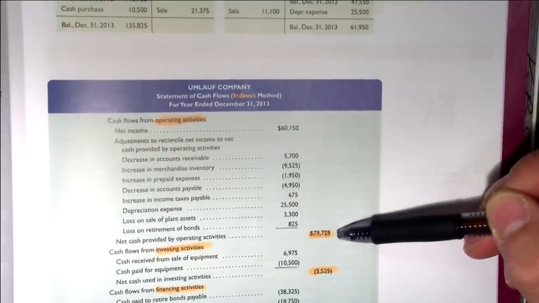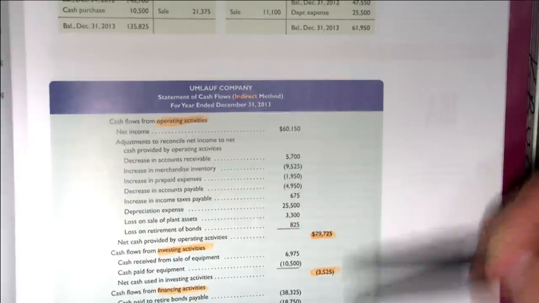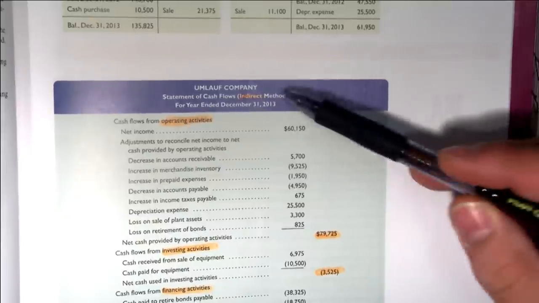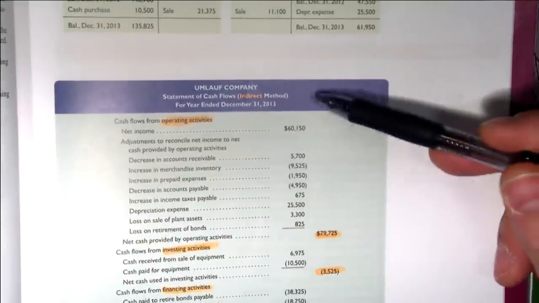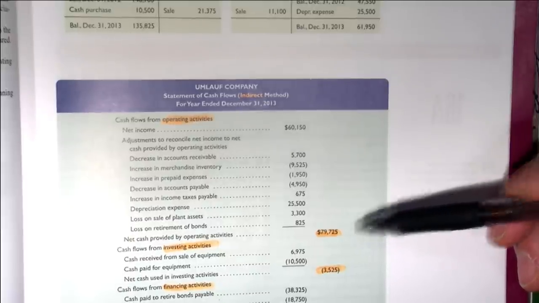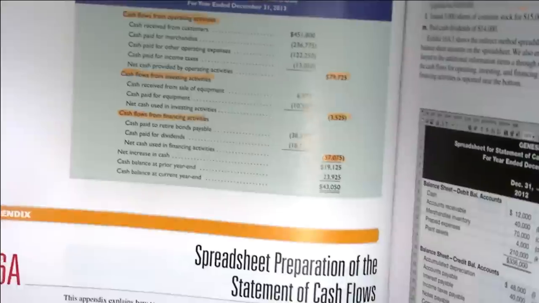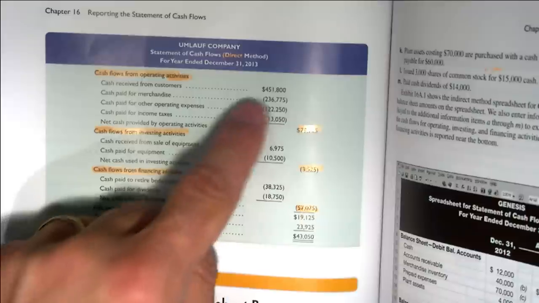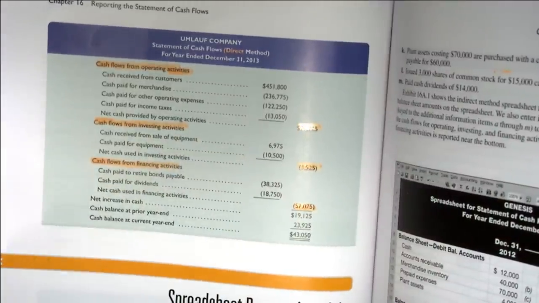Do you see that? The bottom half is exactly the same between both of these statements. This is called the indirect method, the way they arrived at the 79,725 on page 655. This is the direct method. They arrive at the same number, it's just done in a different way. Do you see that? Okay, keep that in mind as we go through these next slides.